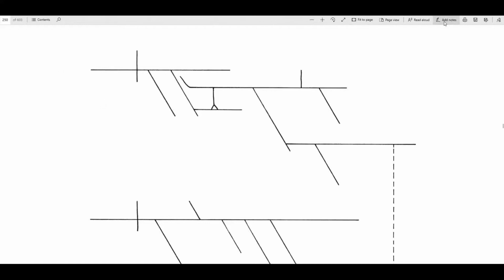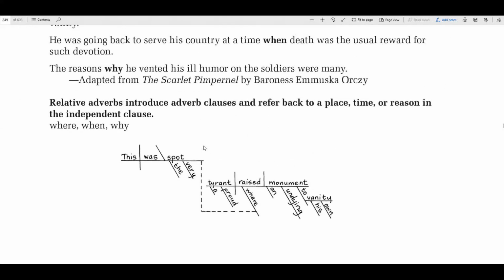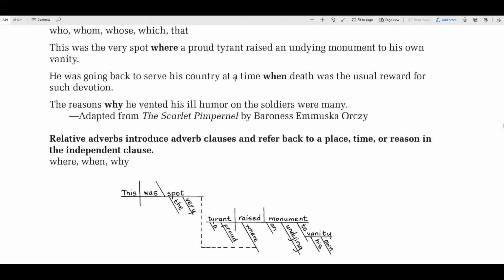Because I haven't done that often. Make sure you have that statement out in front of you. I actually wrote it on another sheet of paper and skipped the lines so that I could label it. So let's go ahead and label it. I guess that would probably be the best thing. So he was going back to serve his country.